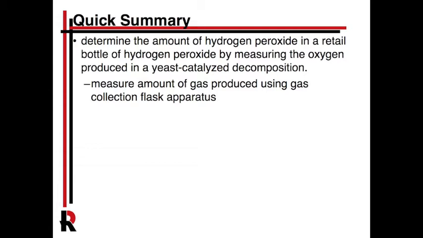So you're going to measure the amount of oxygen that's produced, to then back calculate using stoichiometry how much hydrogen peroxide was in that solution. You're going to measure using a gas collecting apparatus that will let you measure the volume of gas that's displaced in this reaction, using a water-based measuring device.